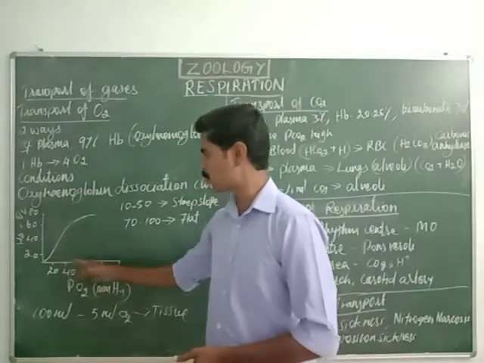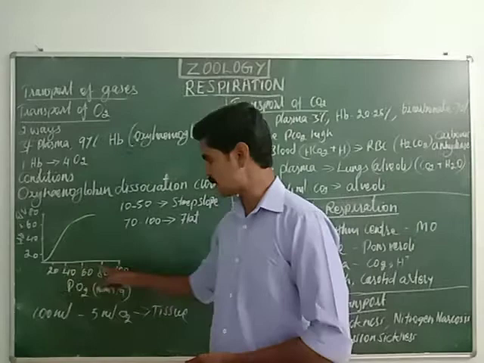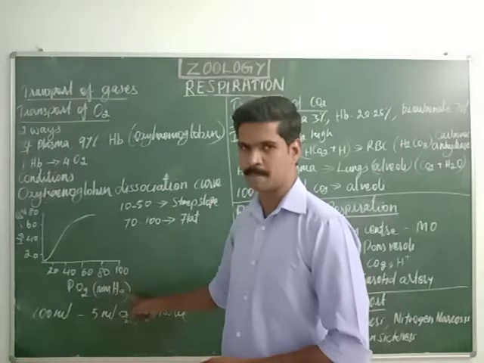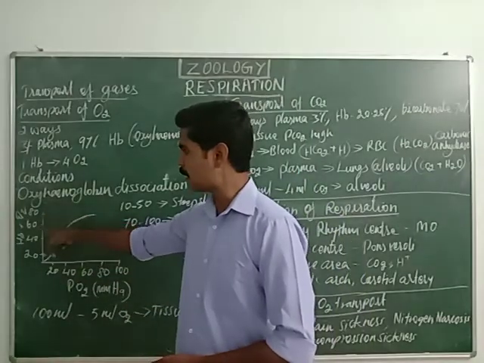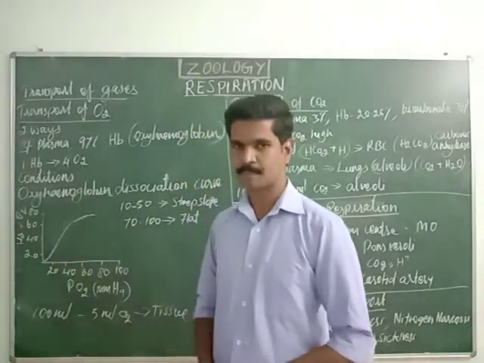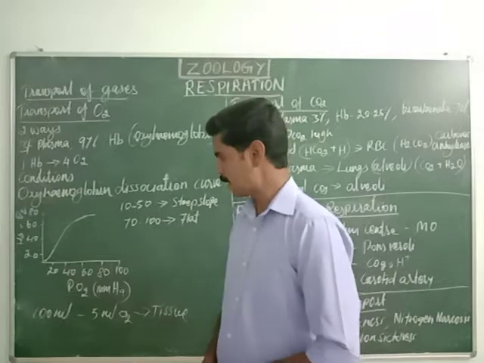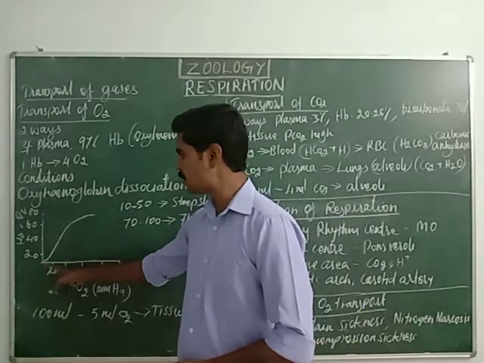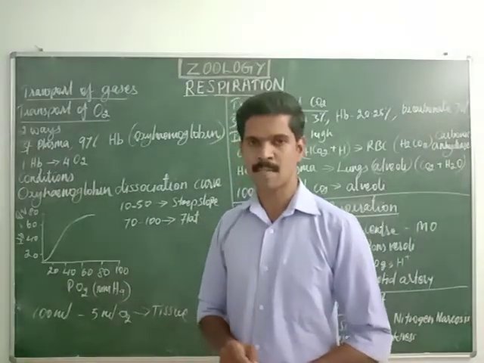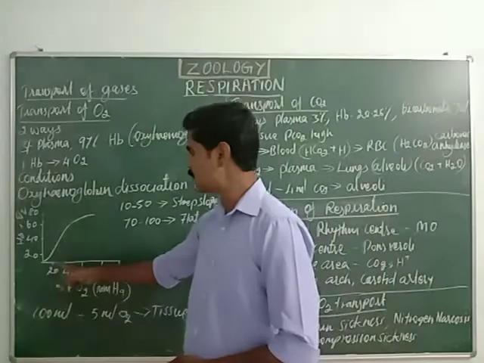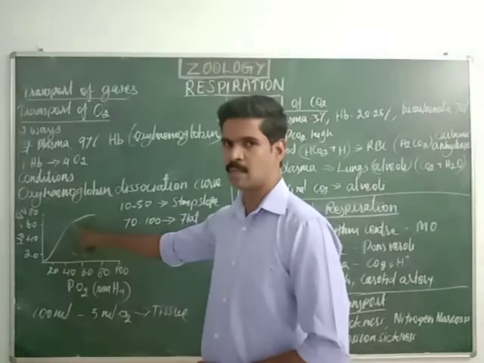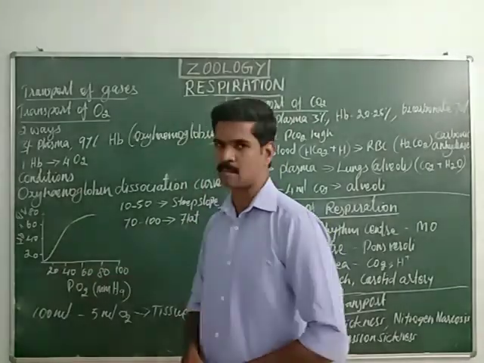See, this is the oxyhemoglobin dissociation curve. In this axis, the partial pressure of the oxygen is mentioned in mmHg, and in this axis, the saturation of the hemoglobin molecule with oxygen is mentioned. Listen very carefully. When the partial pressure of the oxygen is between 20 to 50 mmHg, we can see a steep slope in the curve.